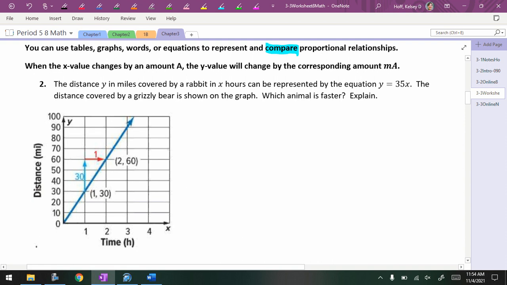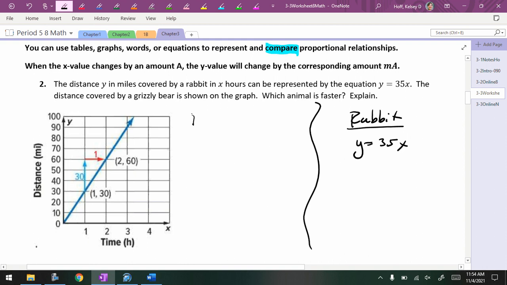Okay, so number 2, the distance y in miles covered by a rabbit in x hours can be represented by the equation y equals 35x. The distance covered by a grizzly bear is shown in the graph. Which animal is faster? So now they've given us information about 2 separate animals. All they gave us about the rabbit was the fact that y equals 35x. And the grizzly bear, we're going to use the graph.